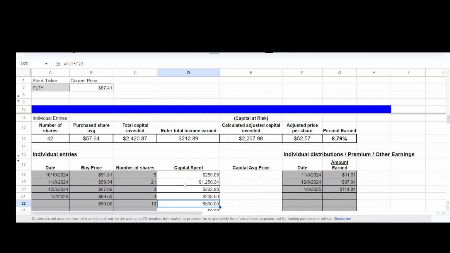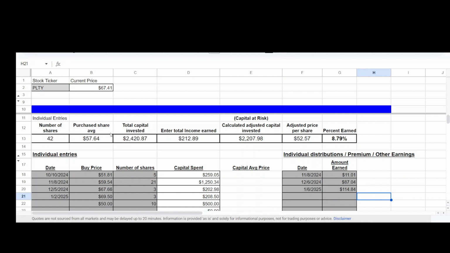$52.57 now, because that averages it down on my adjusted price per share. And it does as well for the purchased share price over there, because that $50 was below the 60 of what it was originally. So I hope all that makes sense. Now the percent earned, of course, did drop, but we haven't earned another premium or another distribution here to help combat that yet, right? So all you did is make your purchase.